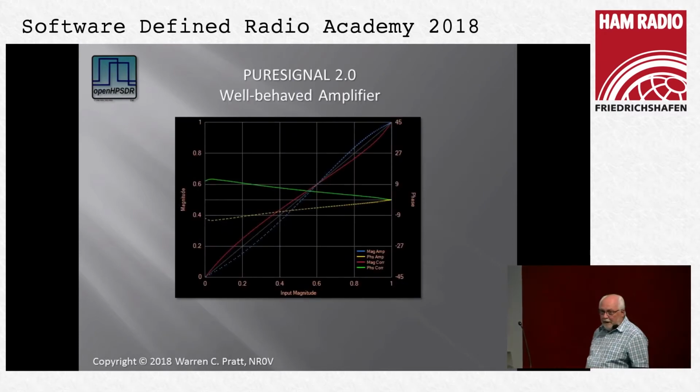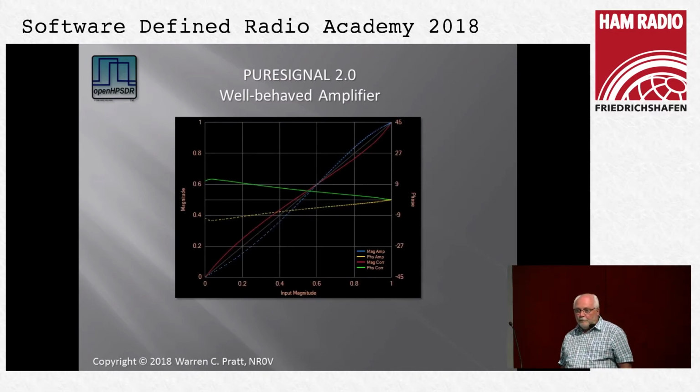This is a well-behaved amplifier. This is the Amp View display, a utility that's included with the software. Here in blue and yellow, you see the software has measured the magnitude and phase response of the amplifier. And in red and green, you see the correction curves that have been calculated and are being applied.